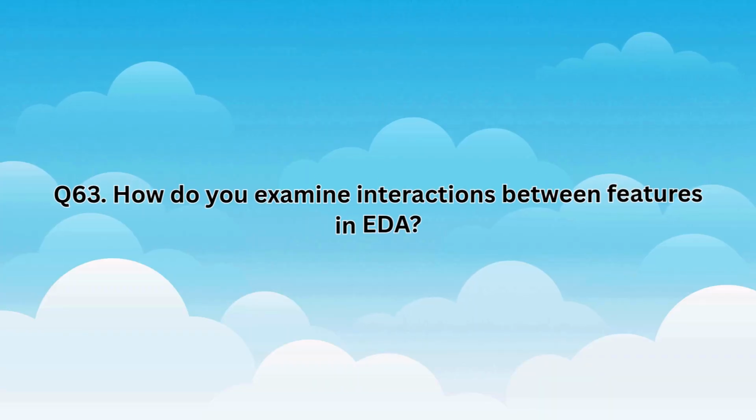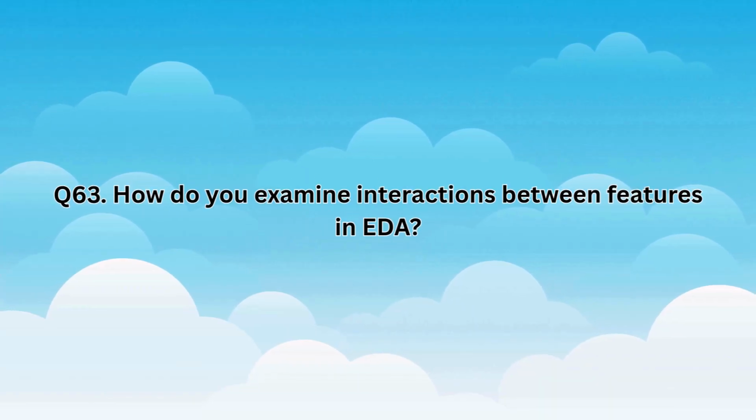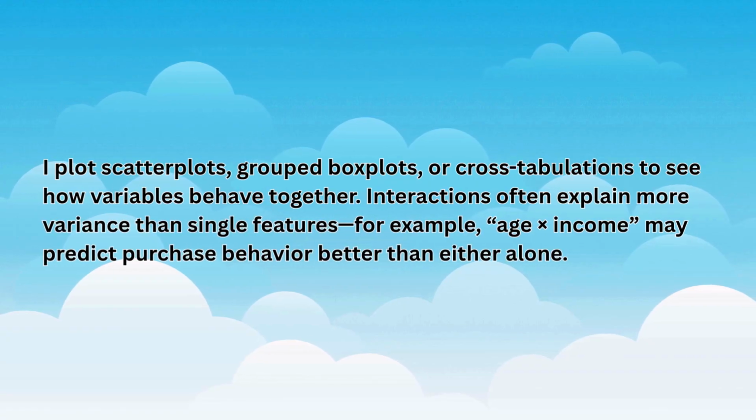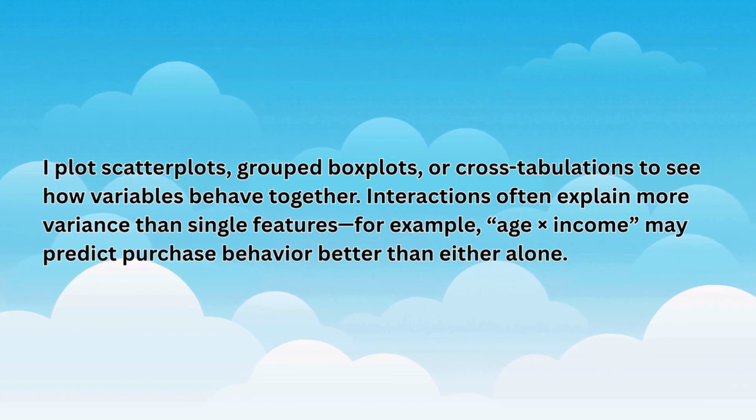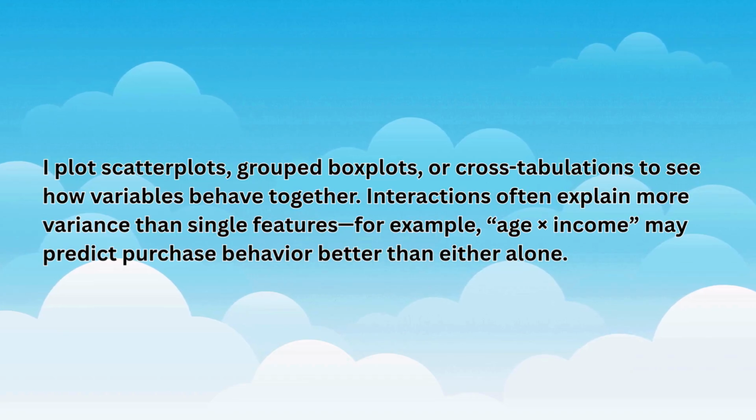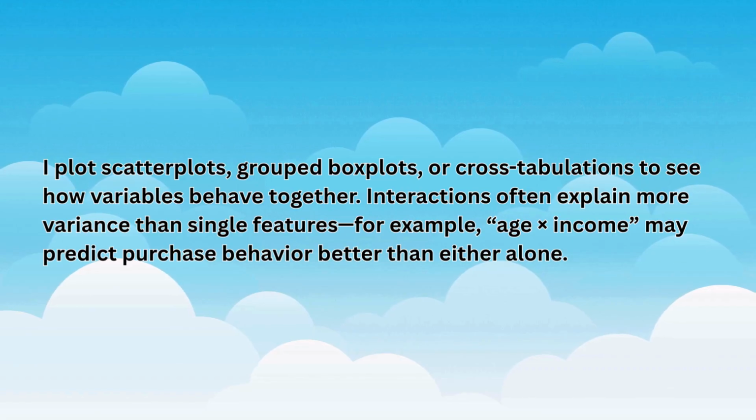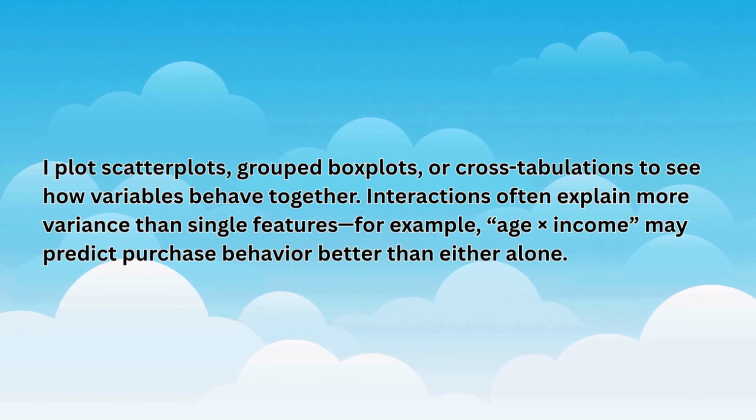How do you examine interactions between features in EDA? I plot scatter plots, grouped box plots, or cross-tabulations to see how variables behave together. Interactions often explain more variance than single features. For example, age times income may predict purchase behavior better than either alone.